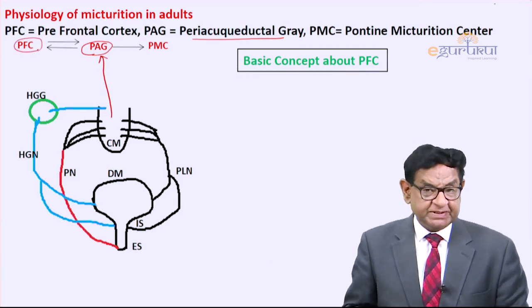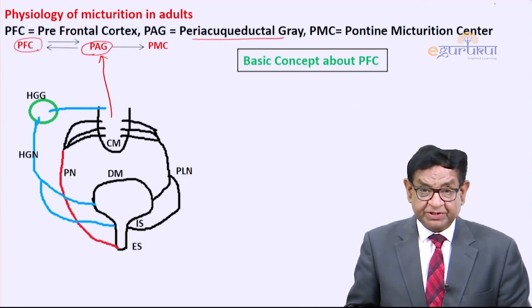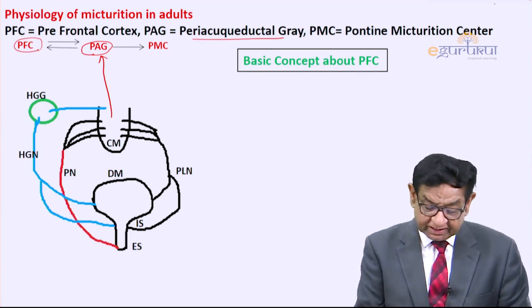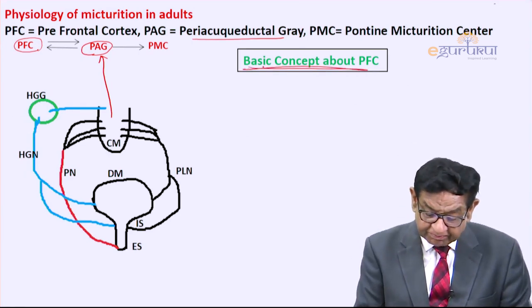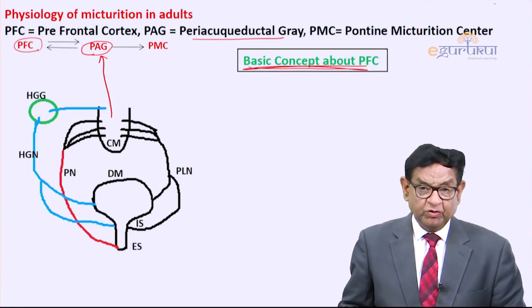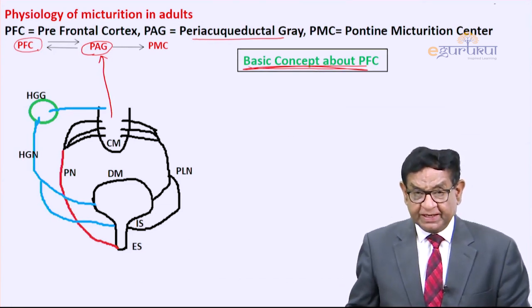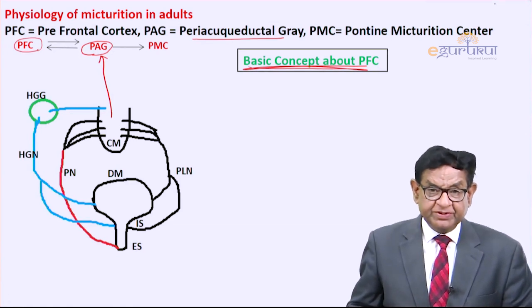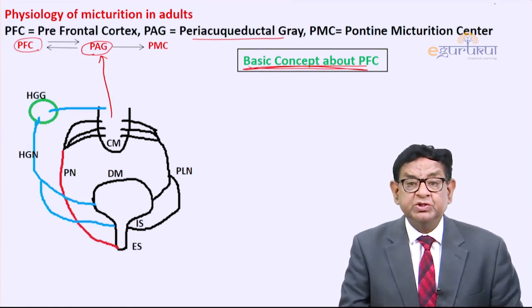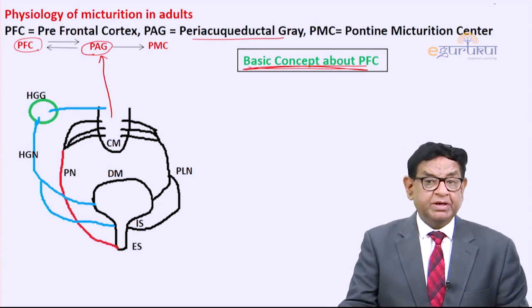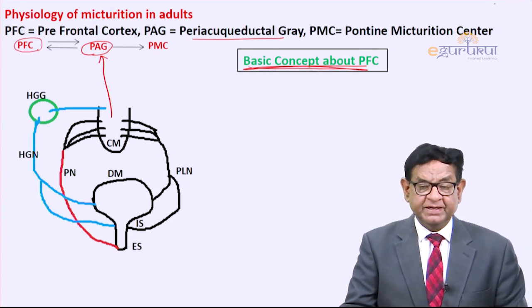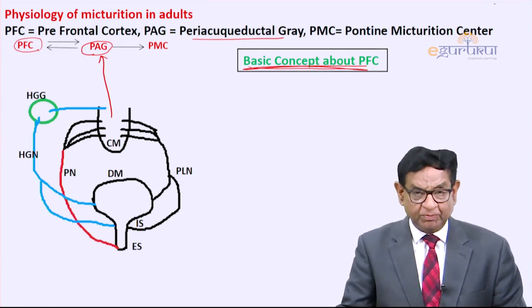Now before I proceed more about the physiology of micturition in adults, I'd like to talk more about the prefrontal cortex. Let's learn the basic concept about the prefrontal cortex. This is a very, very important area of the brain, and it is this area which is concerned with social behavior. Human beings are social animals, and we have to follow the rules of society, and all this behavior is controlled by this center.